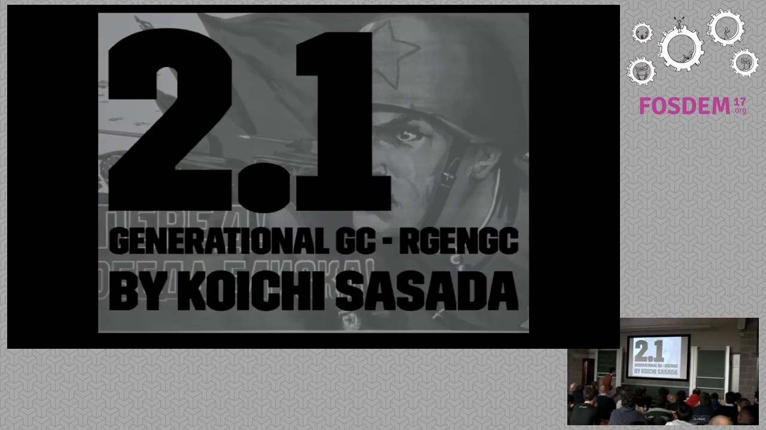In 2.1, we got generational garbage collection. This is where we start seeing some actually big changes in how GC is actually done. This was written by KOICHI SASADA, who's a Ruby core team member, works for Heroku now. Actually, doesn't work for Heroku anymore, works for CookPad. Did work for Heroku for a while, but one of the few people paid to work on MRI.